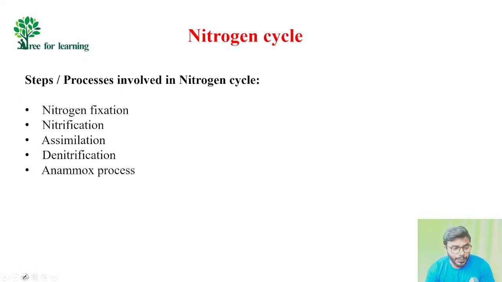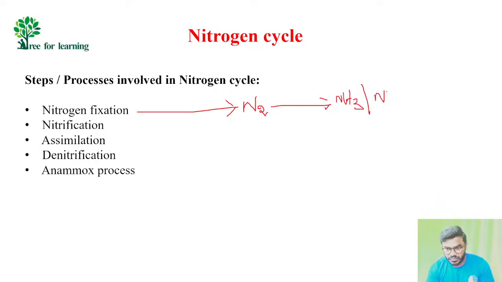Now all of you pay attention. The nitrogen cycle occurs in the following steps: nitrogen fixation, nitrification, assimilation, denitrification, as well as the NMOX process. I told you, right, even from here we can get questions, and we got questions in the form of equations. What is nitrogen fixation, friends? Where atmospheric nitrogen is converted into NH3 or NH4 plus.